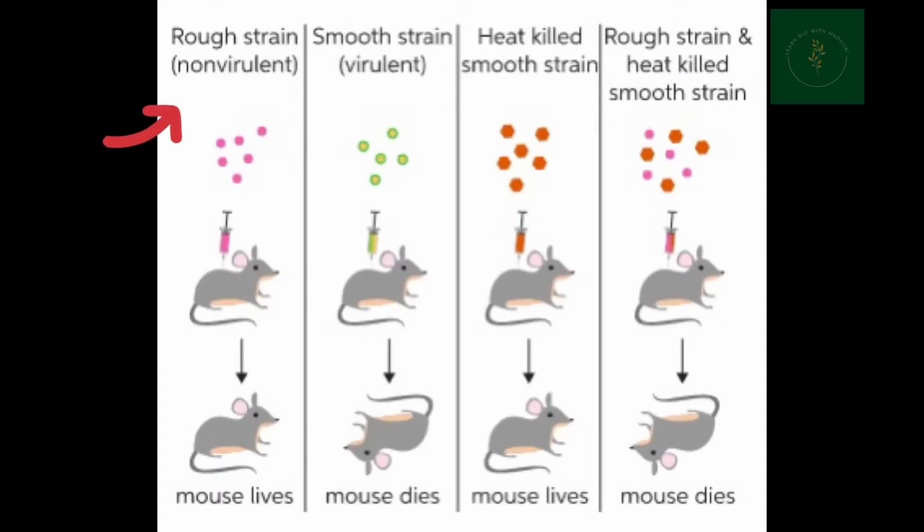Fredrick Griffith injects the rough strain, which is non-virulent, into the mouse and the mouse lives. Then he takes the smooth strain bacteria, which is virulent, and injects it into the mice. The mouse dies because of pneumonia. In the third attempt, Griffith injected mice with heat-killed S strain bacteria as a part of his research. That is, S strain bacteria had been heated to a high temperature, causing the cells to die. But unsurprisingly, the mice lived.